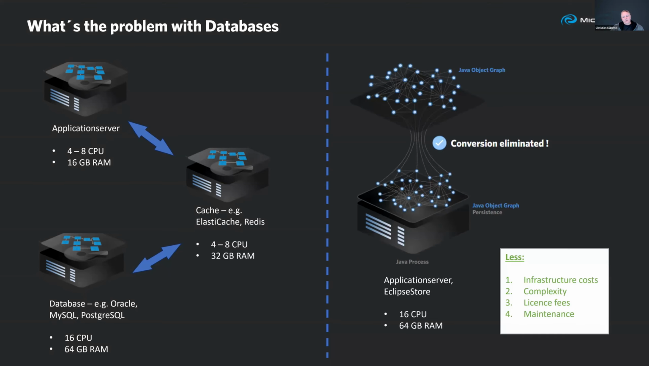So when we compare it to the right side and put everything together: fast access to the data, in-memory caching within your application, and no database is needed anymore. Then we could have one server with 64 gigabytes of RAM and 60 CPUs, and it works the same. We do not need all the stuff around that. This makes things much easier. We have less infrastructure costs, less complexity, less license fees, and maintenance should also be easier than before.